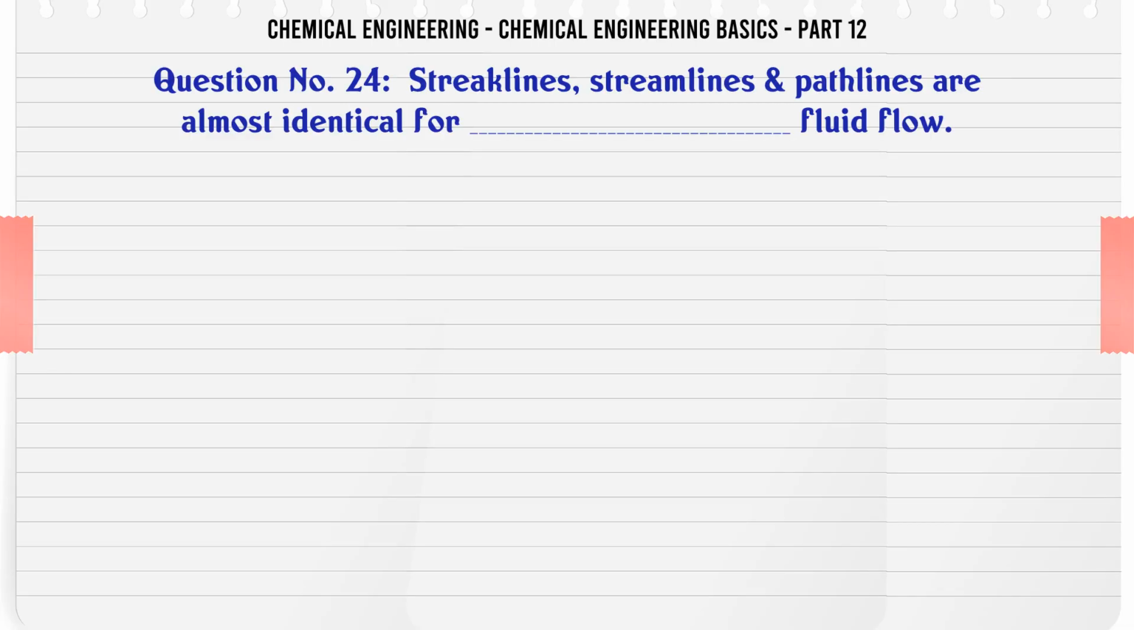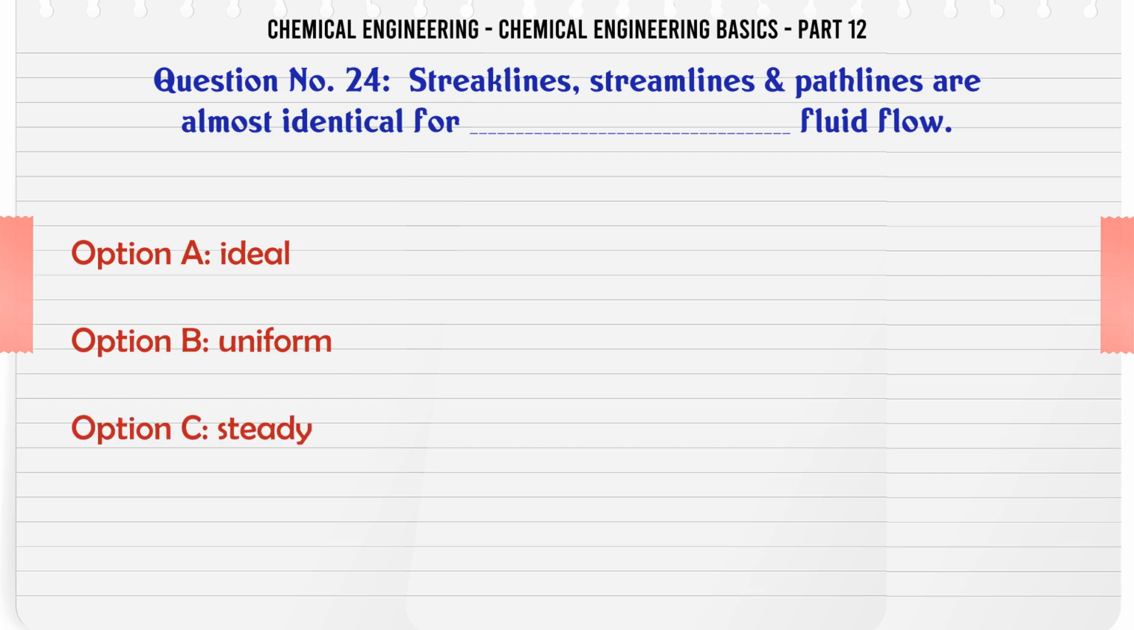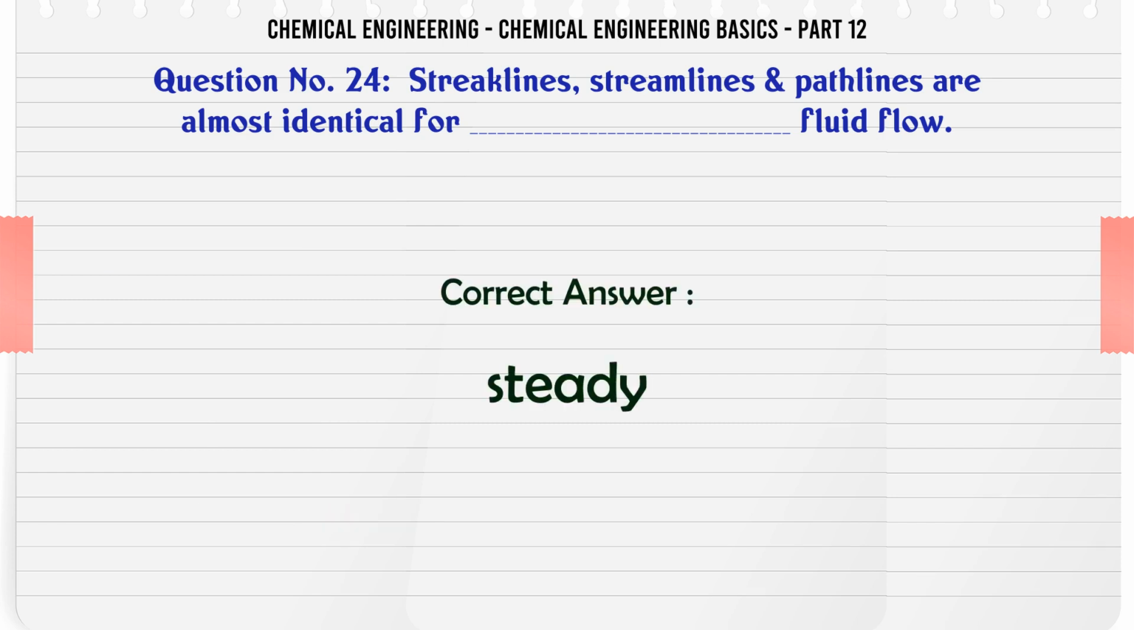Streaklines, streamlines, pathlines are almost identical for fluid flow. A. Ideal. B. Uniform. C. Steady. D. None of these. The correct answer is steady.